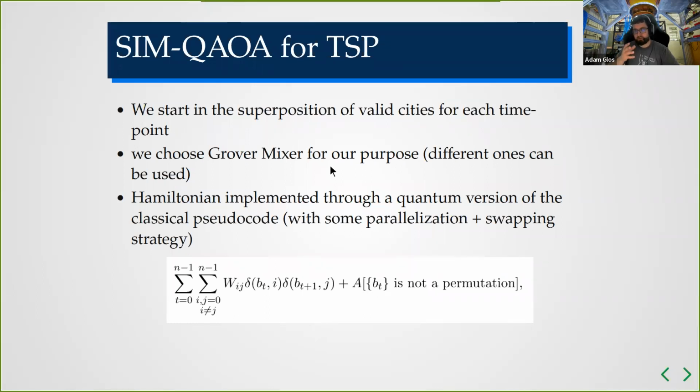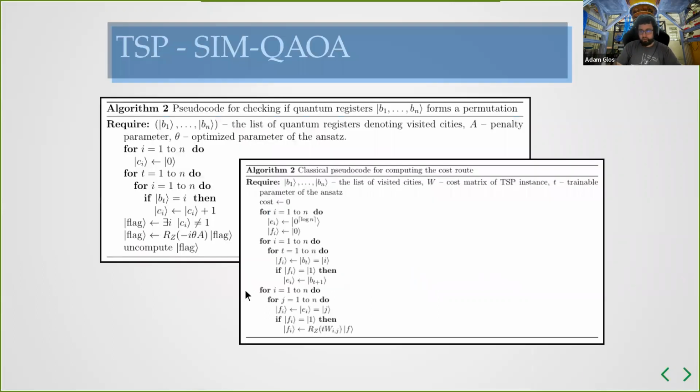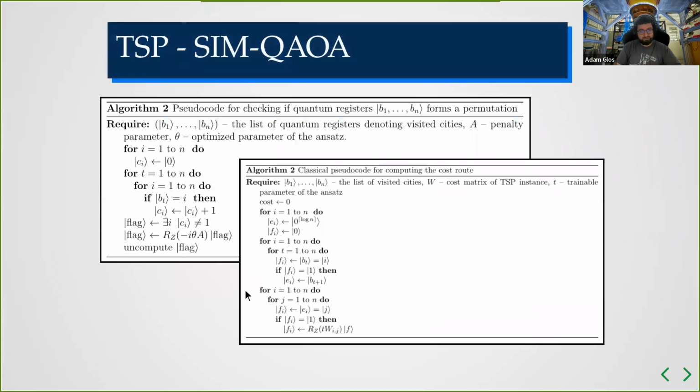And finally, we designed two pseudocodes which describe our problem. The first pseudocode verifies whether the current solution, the current bit sequence, is a permutation. And the second one simply implements the cost of the given route. Unfortunately, time is limited, so I can't go through all the details of how these pseudocodes were implemented.